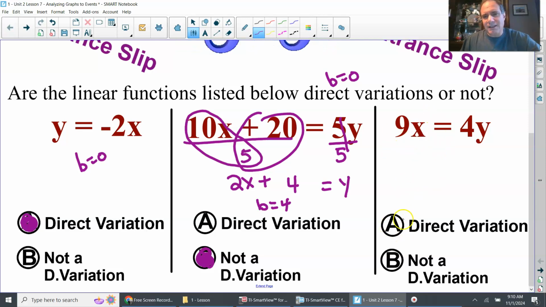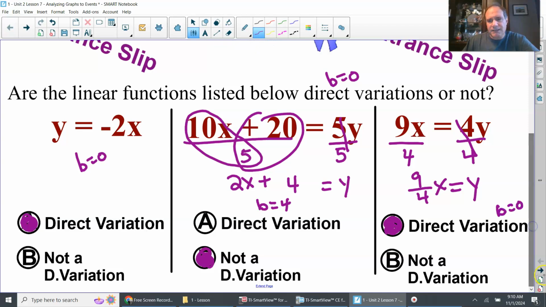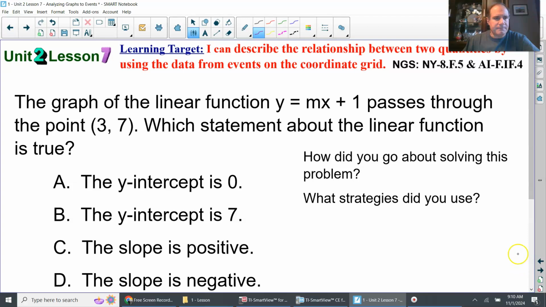Right now, just looking at 9x equals 4y, you know that this is a direct variation. We're probably not going to have a b of like 2 or 3 or 4. The b is going to be 0. So we're going to divide by 4 just to make sense of it. And this is 9 over 4x. The slope is 9 over 4, but the b is 0. And that's what you need to have a direct variation.